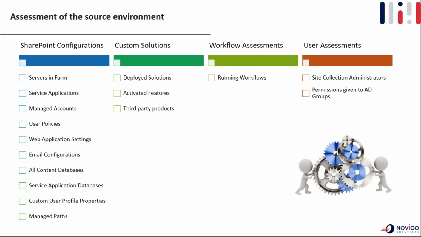In terms of the SharePoint configurations, it could include the number of servers in the farm, your service applications and their configuration, the managed accounts created in your source environment, user policies set up at the web application level, and the web application settings. It could be related to claims authentication, or to permissions, etc. Your email configurations, and all your content databases, because you need to take a backup of them and restore them in your target environment. Service application databases, and your custom user profile properties.